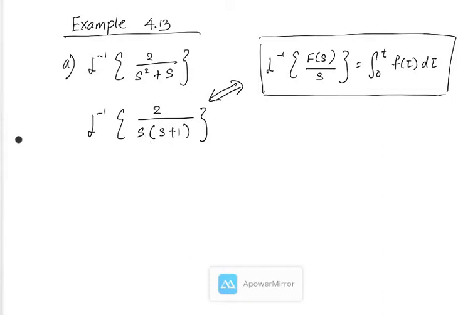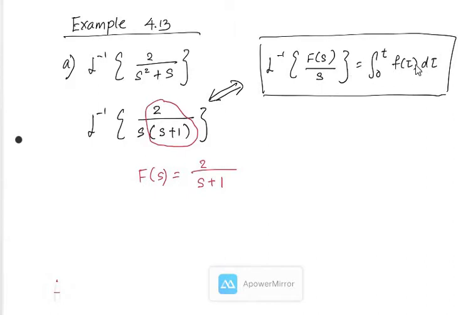So what is the F(s)? Can you guess? So this part will be the F(s). So from here we know that F(s) is equal to 2 over s plus 1. Okay, F(s) is equal to 2 over s plus 1, and then in this transform of integral that is equivalent to the integration from 0 to t of f(tau) d tau.